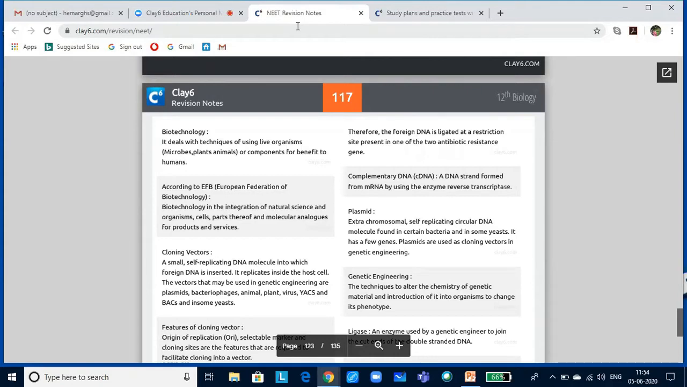The European Federation of Biotechnology defines biotechnology as the integration of natural science and organisms, cells, parts thereof, and molecular analogs for products and services. Genetic engineering is the technique of altering the genetic material, which could be either DNA or RNA, in host organisms, and thereby changing the phenotype of the host organism.